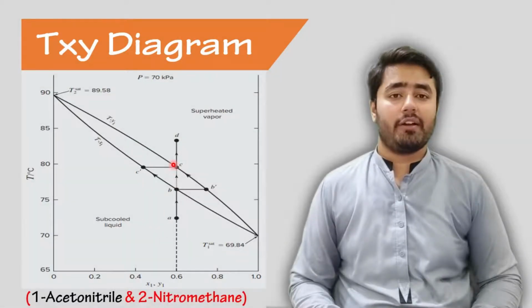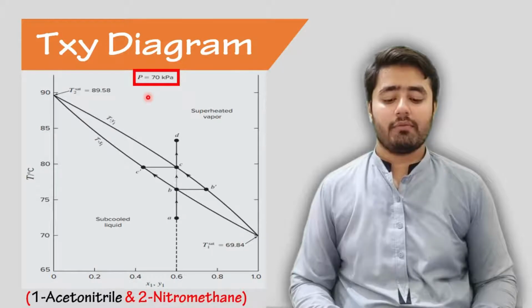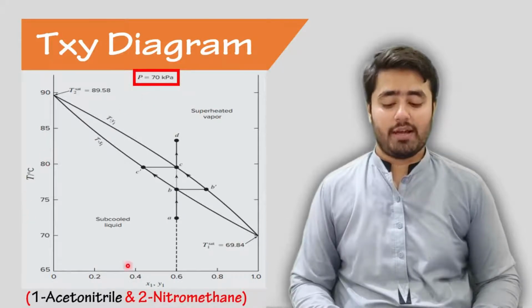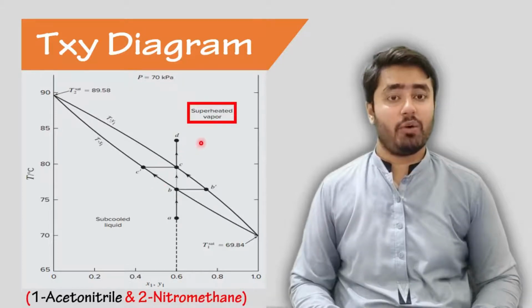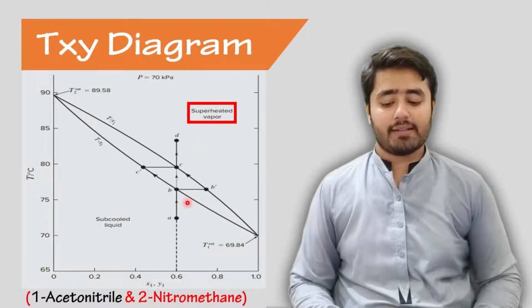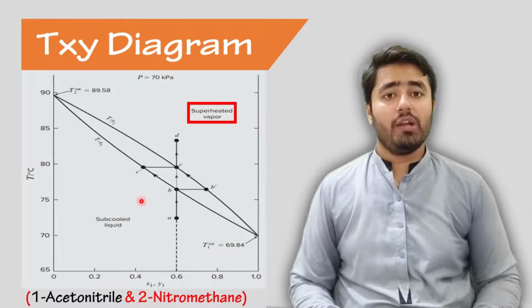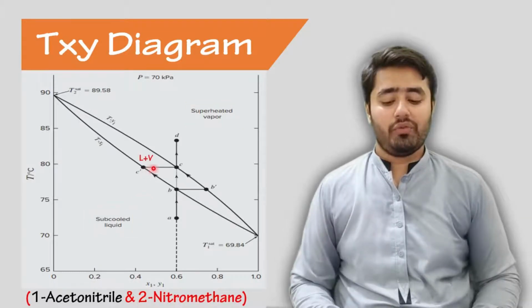This is the Txy diagram of the acetonitrile and nitromethane mixture at a constant pressure of 70 kPa. On the y-axis we have the temperature and on the x-axis we have the composition of both components. The region above the Ty line is called the vapor region and only one phase is present, which is the vapor. And the region below the Tx line is called the liquid region and only one phase, the liquid, is present. In between these two lines, two phases coexist, the liquid and the vapor.